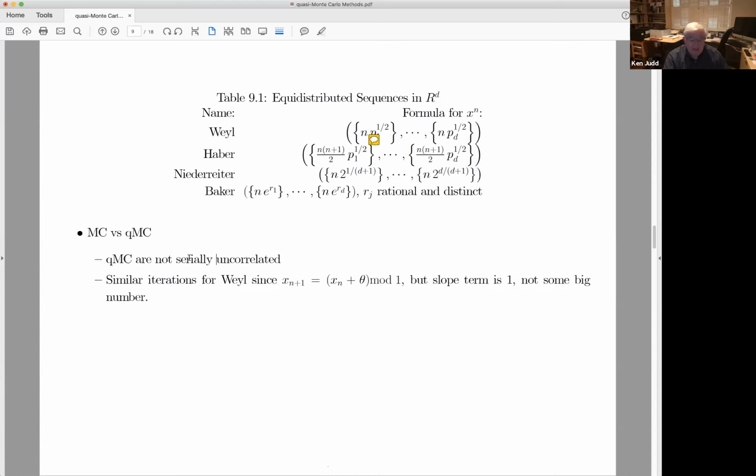These things are not serially uncorrelated. They kind of have the form of the linear congruential multiplier approach, but it's very different.